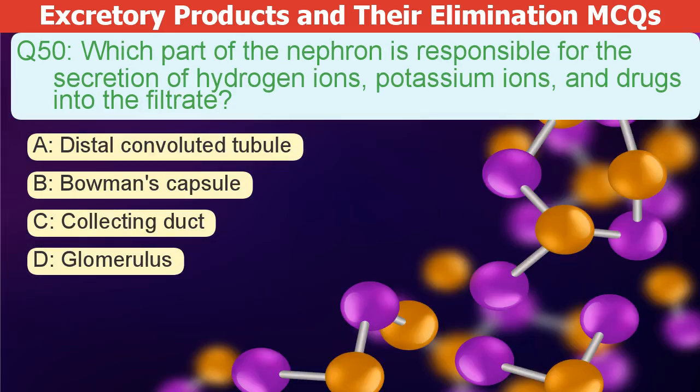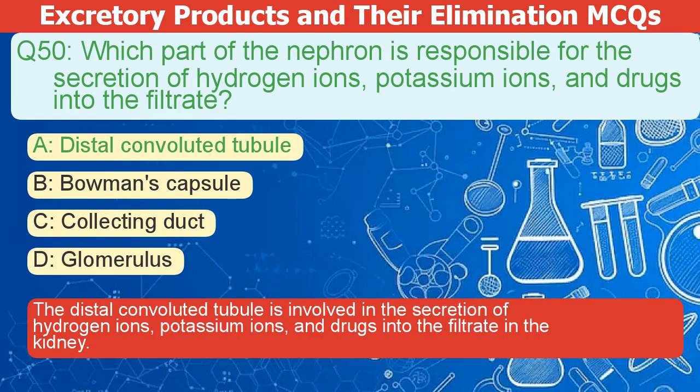Which part of the nephron is responsible for secreting hydrogen ions, potassium ions, and drugs into the filtrate? A. Distal convoluted tubule. B. Bowman's capsule. C. Collecting duct. D. Glomerulus. The correct answer is A. The distal convoluted tubule secretes hydrogen ions, potassium ions, and drugs into the kidney filtrate.